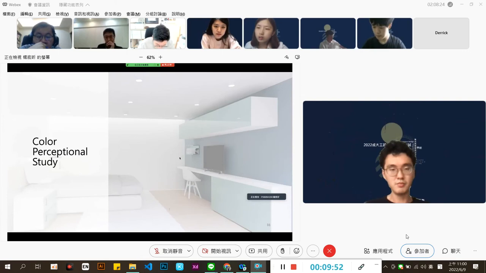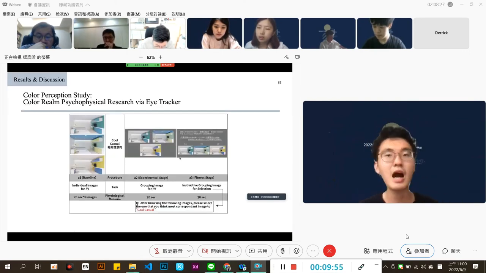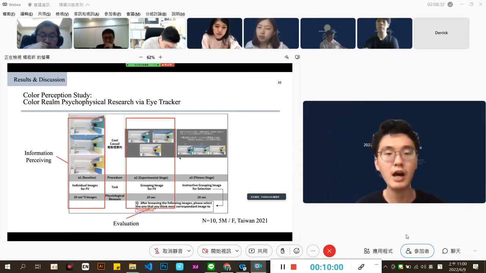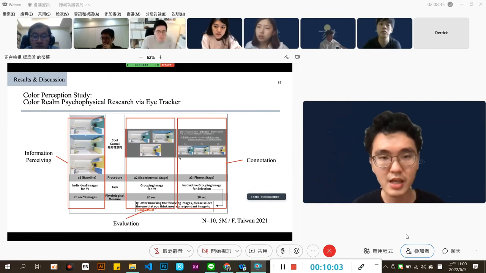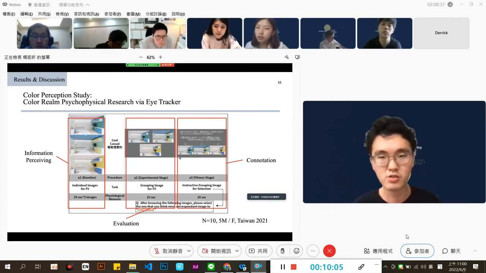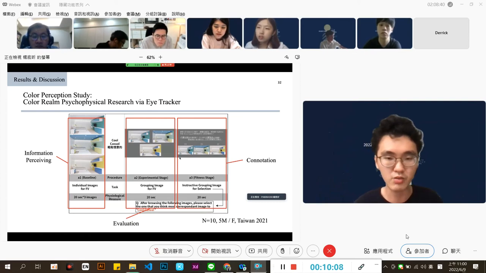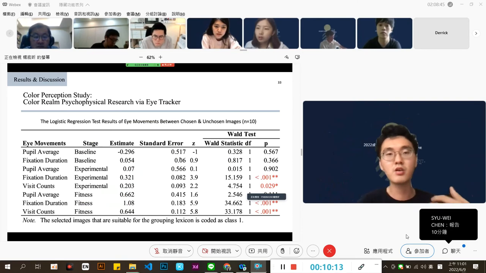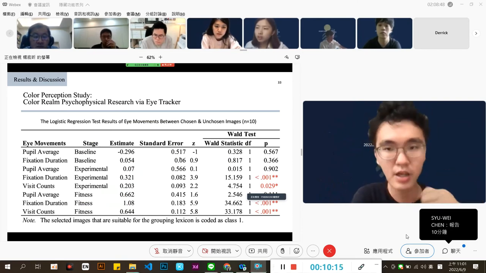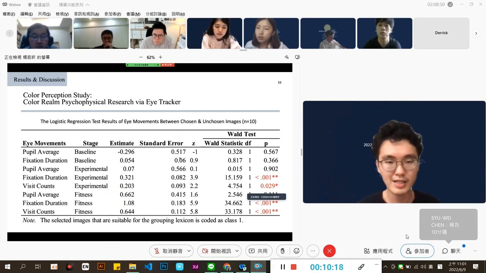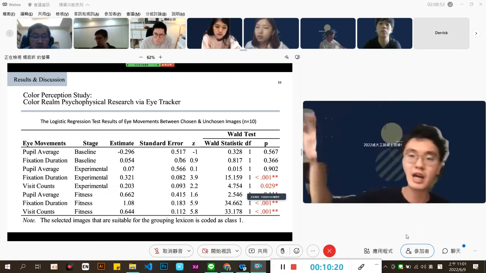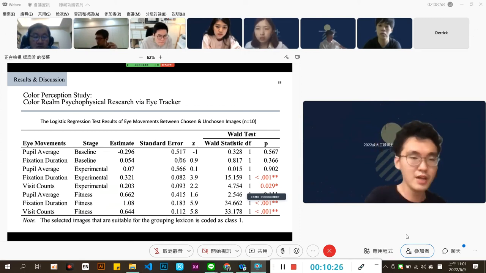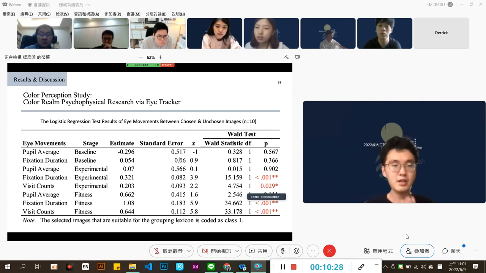In order to investigate deeper, we conducted eye tracking studies, which include 3 processes: information perceiving, evaluation, and connotation with the grouping lexicon. For example, of these 3 color combinations, which one is connotated with the lexicon co-occasion? The results of the logistic regression test indicate that the choice of individuals' lexiconic connotation toward the color combinations is affected by individuals' evaluation inside the evaluation stage and the connotation stage.